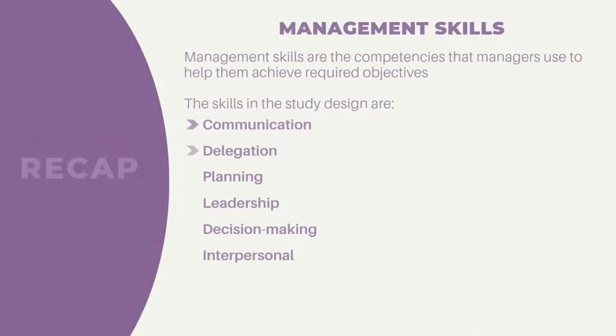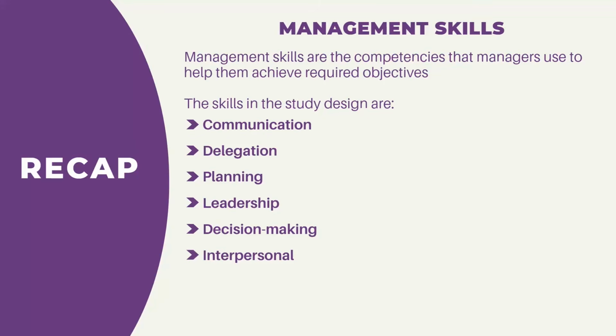So, just to recap, management skills are the competencies that managers use to help them achieve business objectives. And there's 6 skills that we went through that are in our study design: communication, delegation, planning, leadership, decision making, and interpersonal. And just remember, you do need to be able to explain the relationship between the skills and the styles, like we looked at in the example in the previous slide.